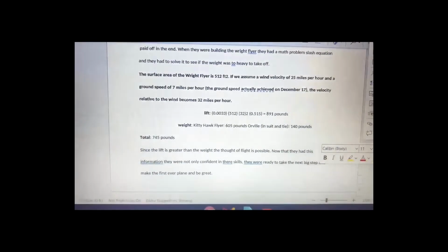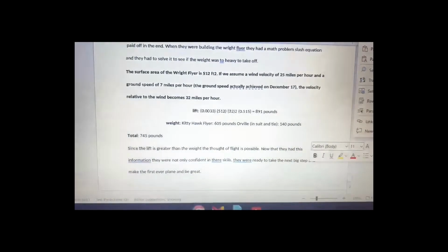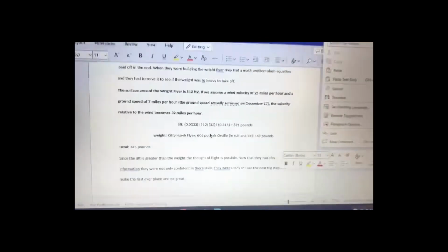So since the lift is higher than the weight, then that makes flight possible once you multiply it together and add it together and subtract it. Thank you for listening.